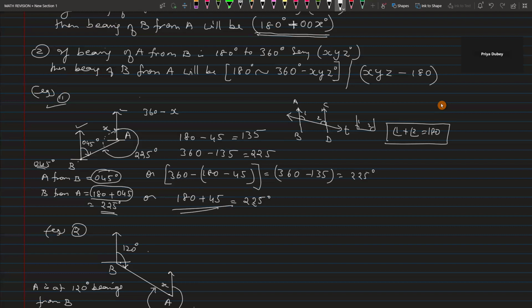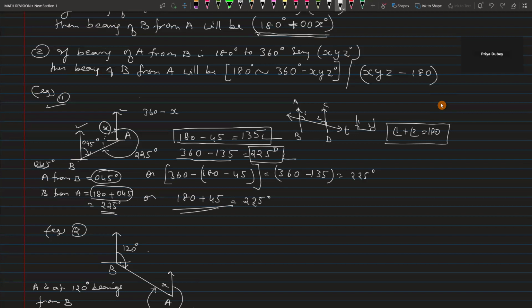So X will be 180 minus 45, and I got 135. But this 135 is my X. I don't want this X, I want the bearing. So bearing will be 360 minus X. So 360 minus 135, I get 225, which is my answer for the bearing. Now rather than doing this long process, you can just do it this way: 180 plus 45. Got it? Understood?